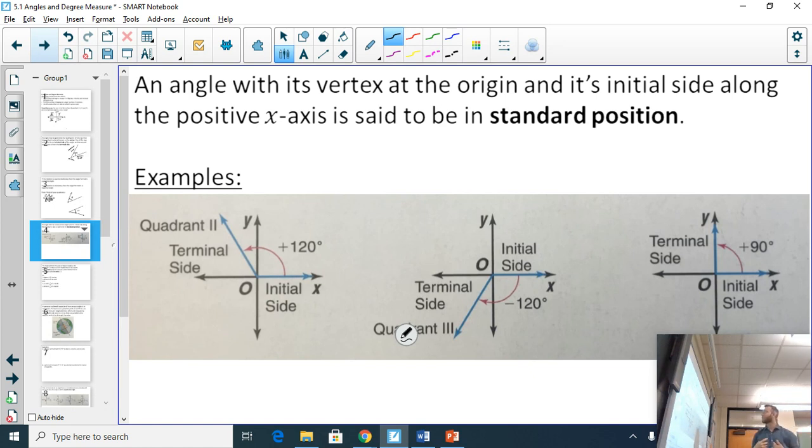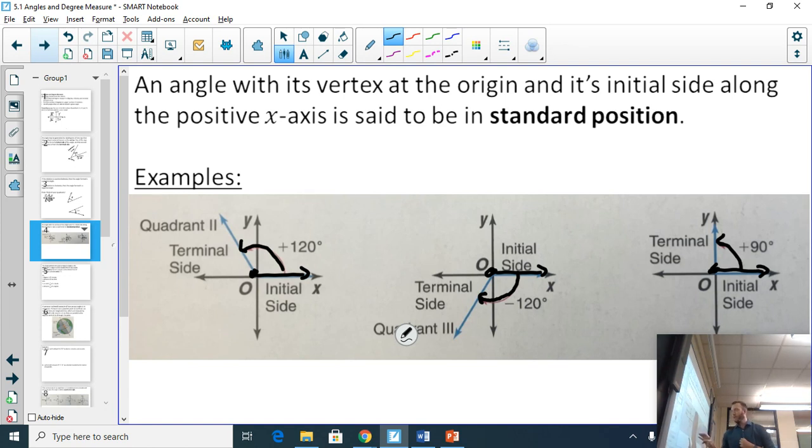All right, an angle with its vertex at the origin and its initial side along the positive x-axis is said to be in standard position. So standard position, we'll see in each of these, all their initial sides are just on the x-axis, and their vertex is all right at the origin. And then, as you can see here, this is positive 120 degrees because we rotated counterclockwise, and this is negative 120 because we rotated clockwise, and this one is positive 90 because we rotated counterclockwise again.